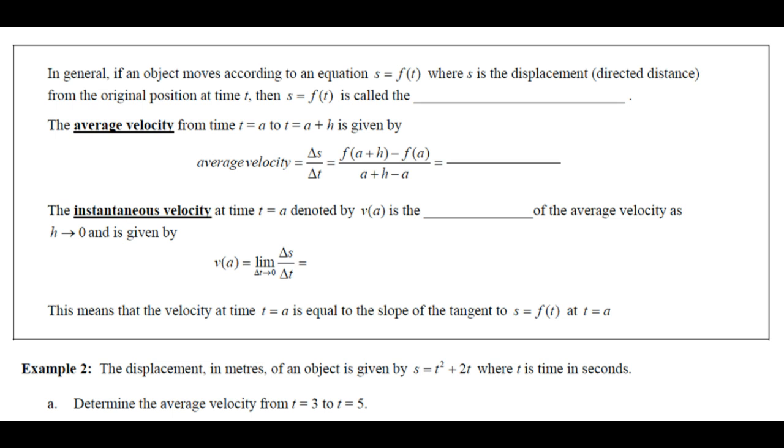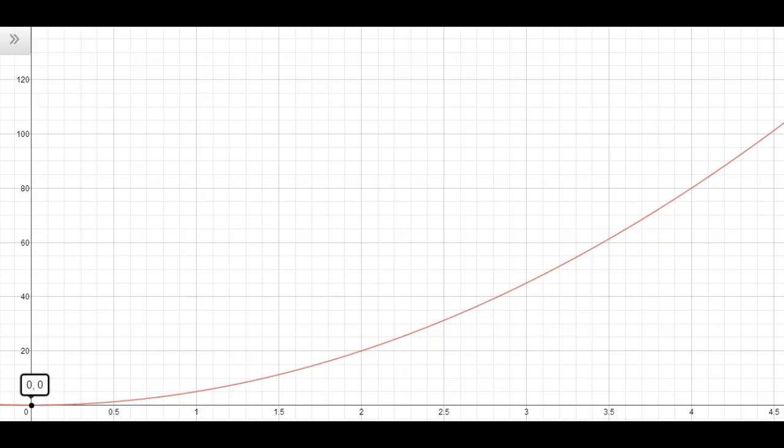Wait, I'll fill this in for you. It's called the position function. It's the position with respect to time. The average velocity from time t equals a to t equals a plus h is given by change in position over change in time. Change in position is f of a plus h minus f of a, just the difference in the y values. Basically the slope of the secant line which passes through the 2 points on the curve. So there's the curve, and it's the slope of the secant line passing through those 2 points.